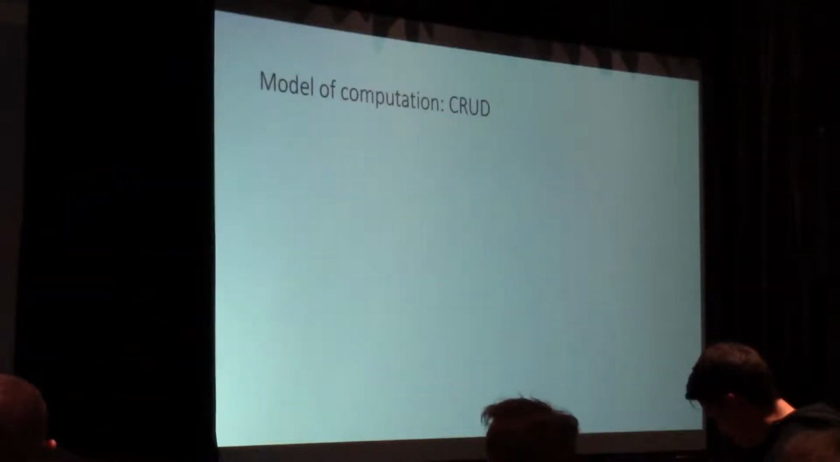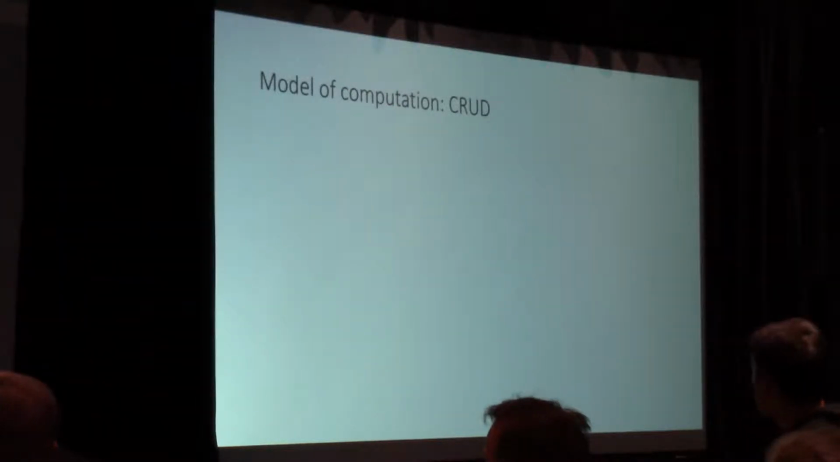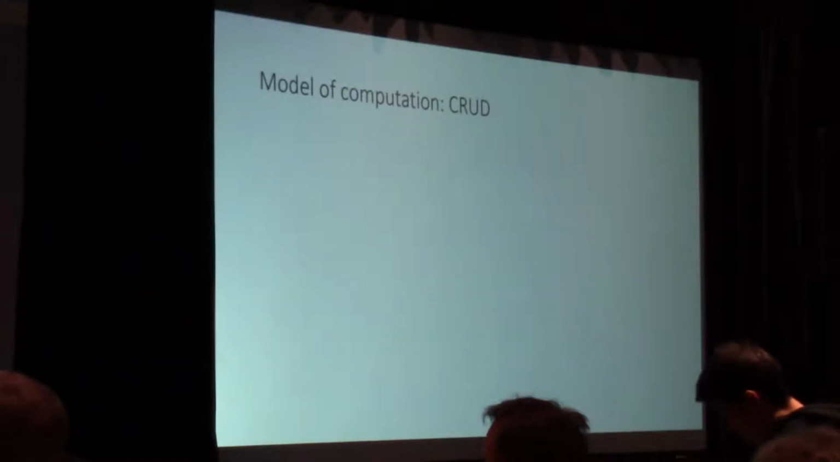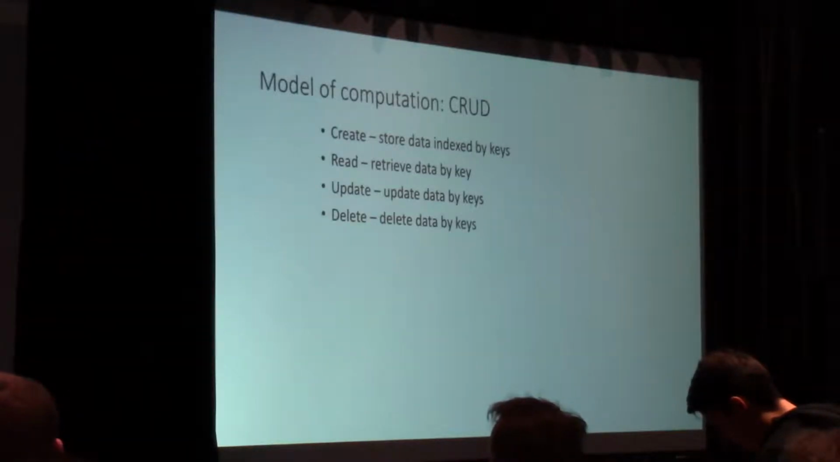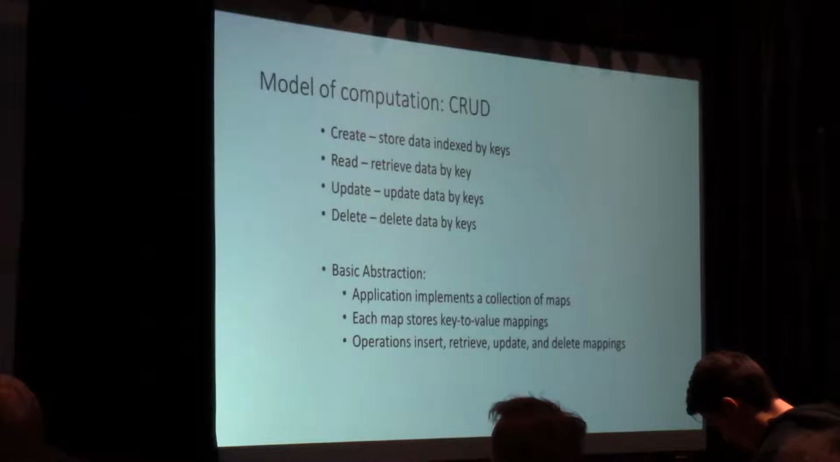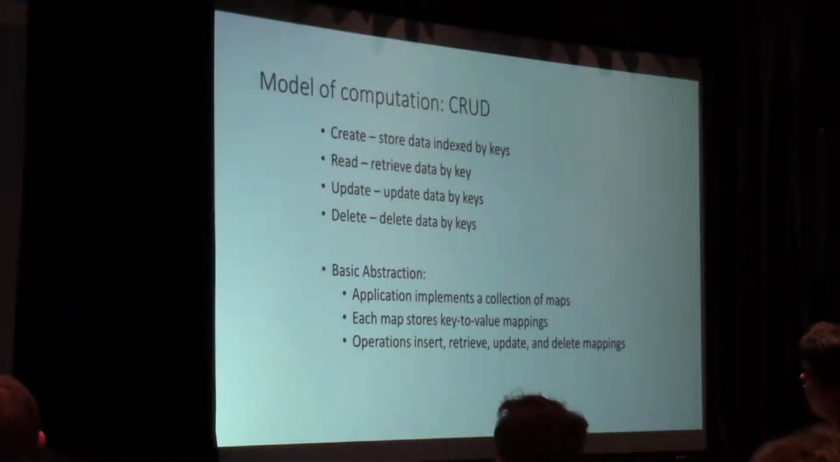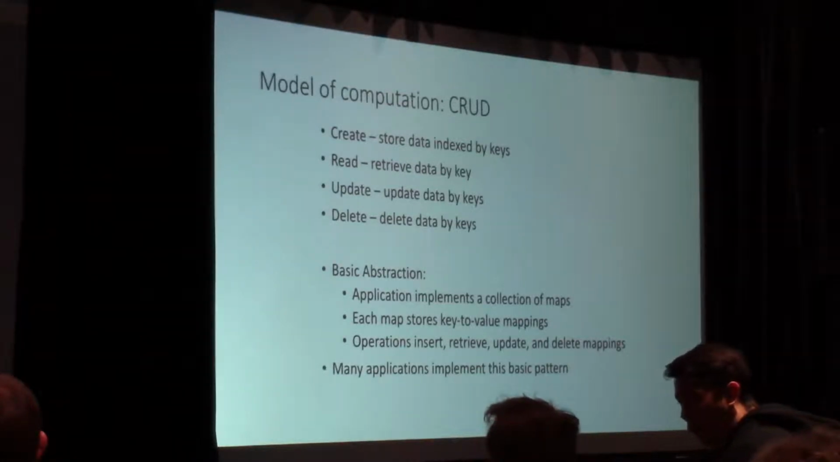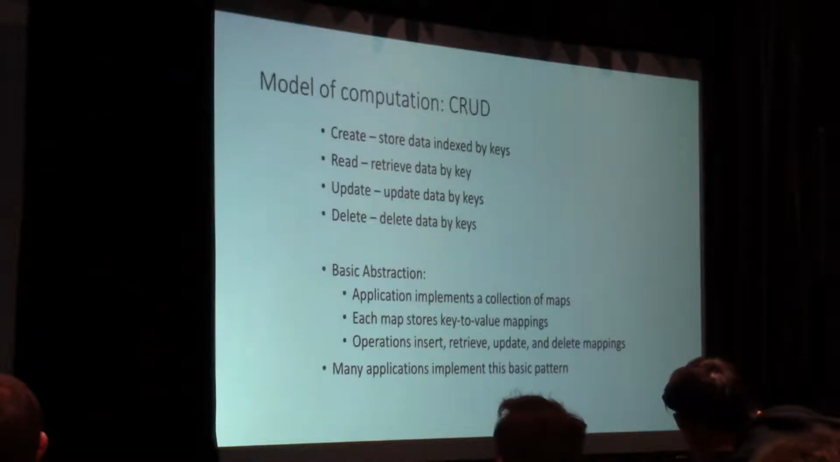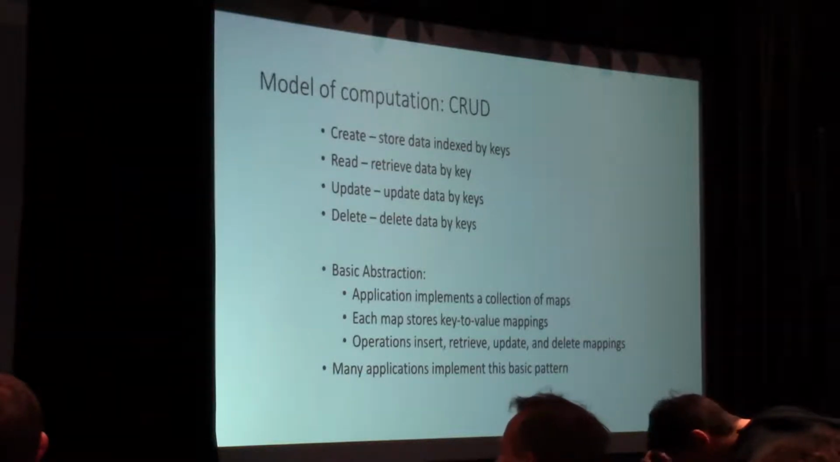All right, so what I'm going to do next is tell you how we go through this and do it for an example. Everybody ready for it? Okay, there are these CRUD programs. They are create, read, update, delete. What they do is they have a bunch of maps and they just insert and read stuff out of the maps. Basic abstraction: the application implements a collection of maps. Each map stores these key value mappings. The operations do various things on them. It's a very common pattern and a very useful pattern, and a pattern that can be somewhat difficult to implement on a gigantic distributed computing platform.